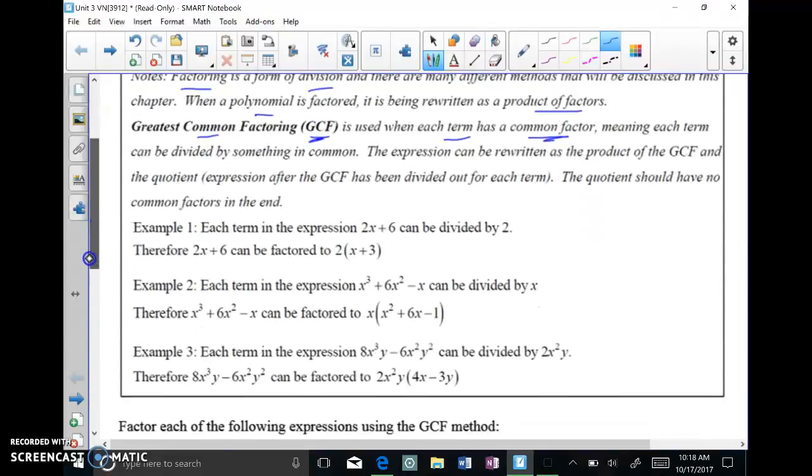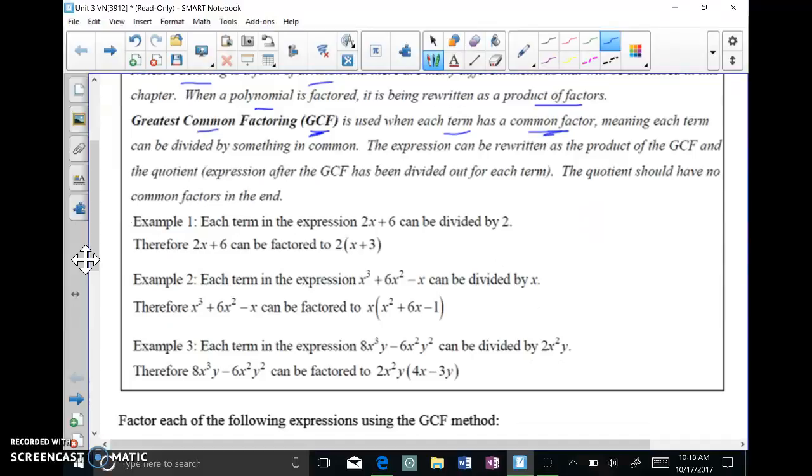So look at some of these examples. Each term of the expression, so 2x plus 6, each term can be divided by 2. So that means that 2 is the greatest common factor here. It's the largest thing we can divide both 2x and 6 by. And when you divide 2x by 2, you get x. When you divide 6 by 2, you get 3. Therefore, 2x plus 6 can be factored to 2 parentheses x plus 3.